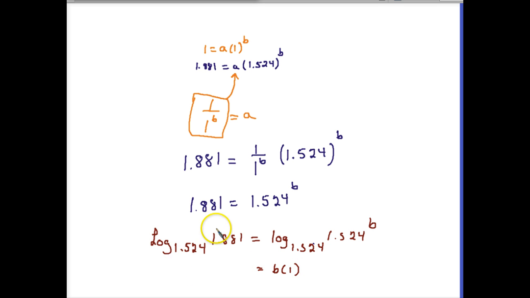Now how do we solve something like this? Well, we use the change of base formula, and what that means is we take the log of this number here, 1.881, and divide it by the log of the base, 1.524. Remember that the base always stays in the base or the bottom. That can help you. This is our change of base rule. If we do that and we put that in our calculators, we find that b is equal to approximately 1.5.